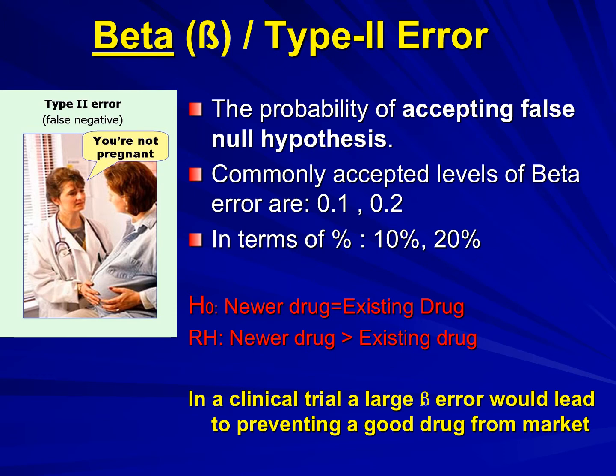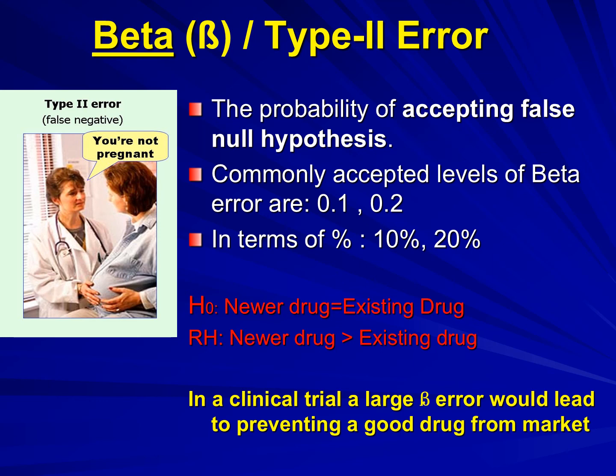Now let's understand the concept of type 2 error, which is also called beta error. The alpha error is rejecting a true null hypothesis. Hopefully you have understood this concept. Now let's understand the concept of beta error. The beta error is the probability of accepting a false null hypothesis. I again request you to hear this sentence properly. It is the probability of accepting a false null hypothesis.